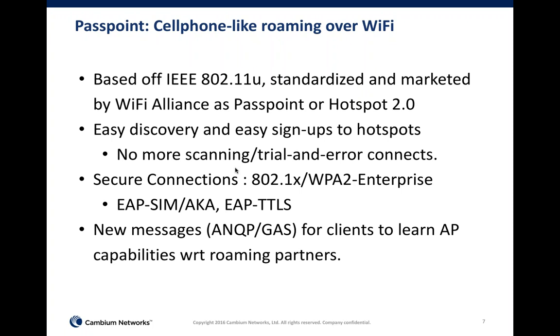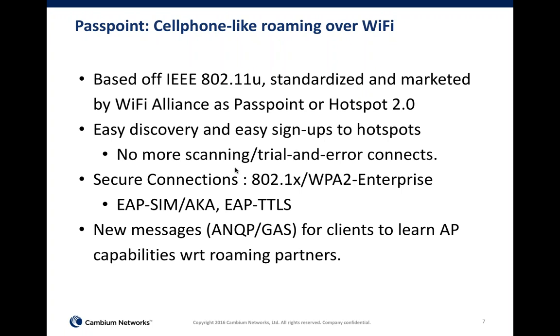So if they go to, let's say, a Starbucks in some downtown, the client would scan the access point and ask what roaming partners that access point is supporting, and the access point would come back with a list, for example Verizon or AT&T or Sprint. And then if your phone is capable of Passpoint and you have this feature enabled, the client will automatically connect to that SSID and set up a secure connection.